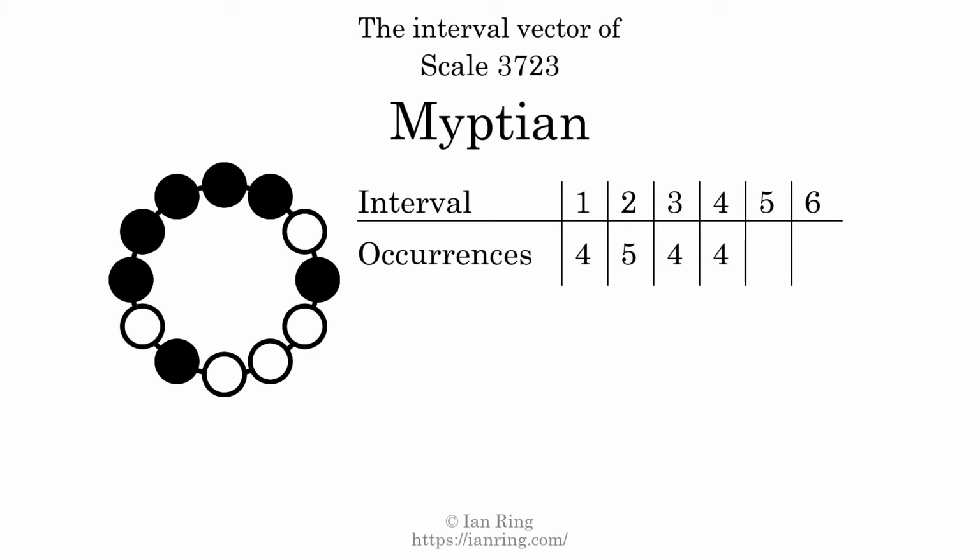There are 4 intervals with the size of 4 semitones. They are here, here, here, and here. There are 2 intervals with the size of 5 semitones. They are here, and here. There are 2 intervals with the size of 6 semitones. They are here, and here. Each interval does not appear in this scale a unique number of times, so this is not a deep scale.